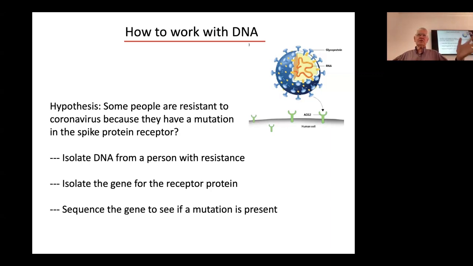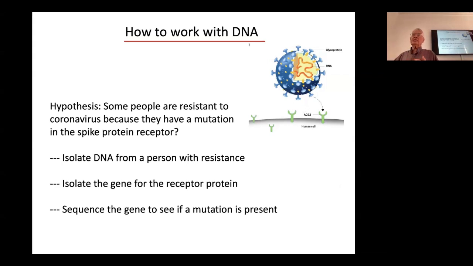So let's take this straightforward experiment that somebody might do in a lab. You have this idea that some people are resistant to the coronavirus because they have a mutation in the spike protein. When the virus infects you, the spike protein binds to a molecule on the surface of your cells that allows the attachment of the virus. A few people are resistant because they have an amino acid change in this receptor, and it won't bind, so the virus can't get in.